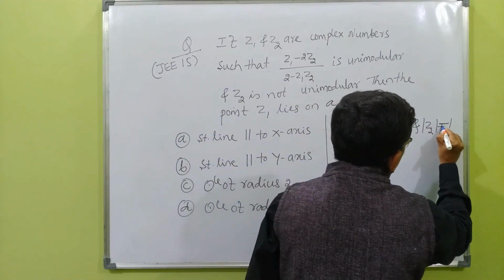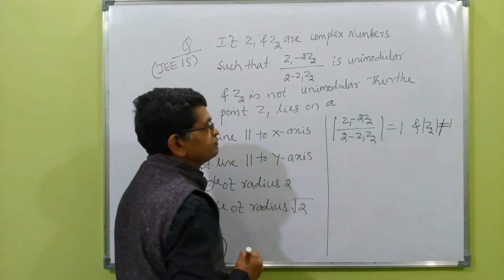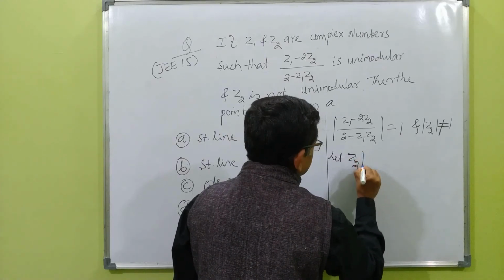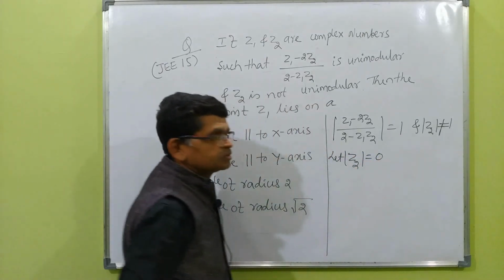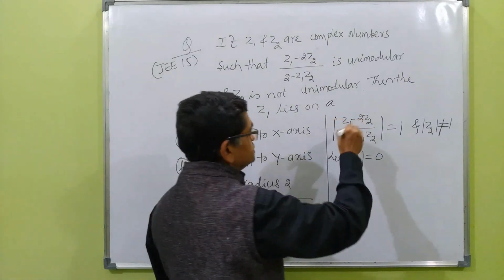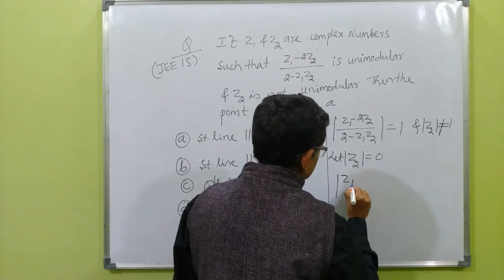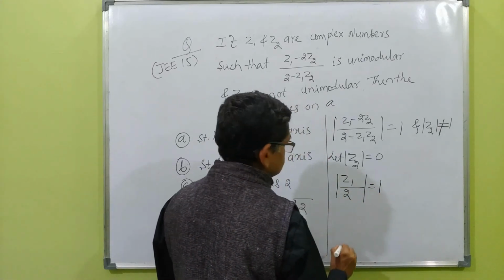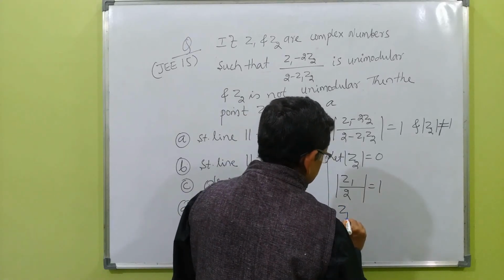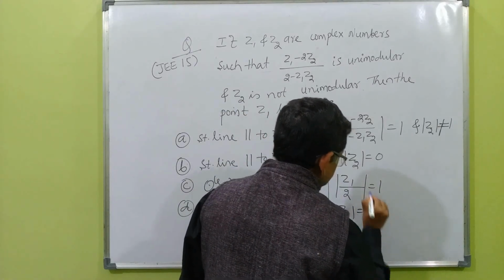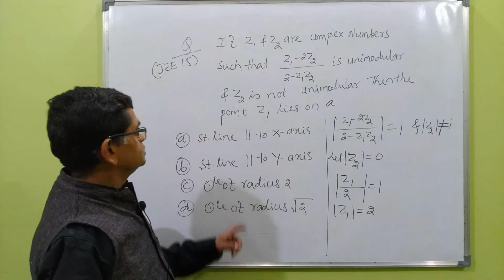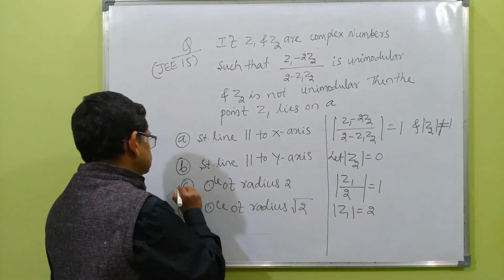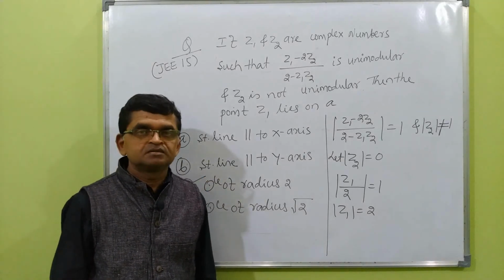This is given, z2 is not unimodular. Let z2 be equal to 0, then what happens? So this will be z1 divided by 2 is equal to 1, or modulus of z1 is equal to 2. So it should be a circle of radius 2, isn't it? Thank you.